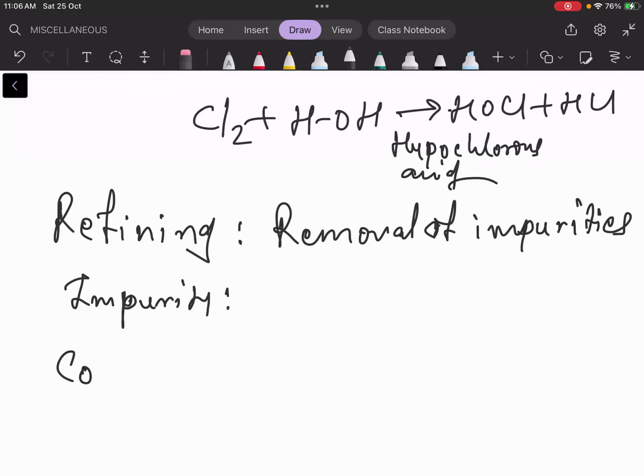The next part. Metals undergo corrosion. Now, what is corrosion?